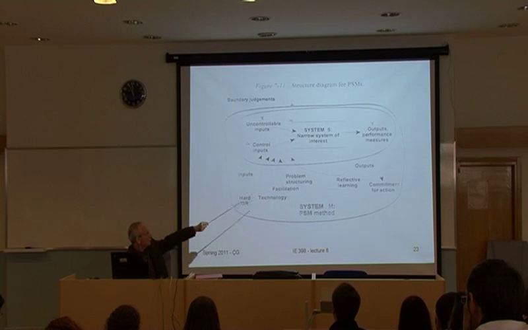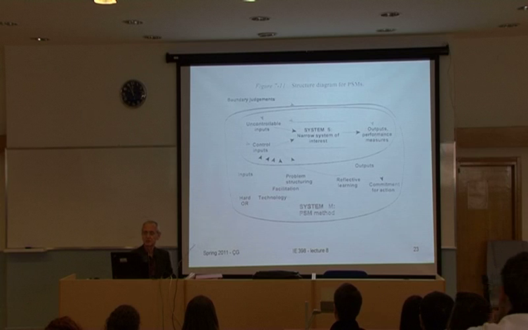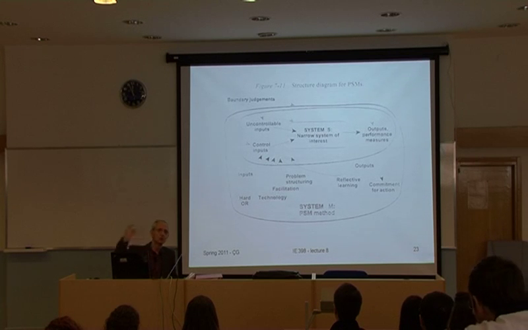There is an arrow going out of the inner system and going back into it, as you can see like that. That is called reflective learning. You learn from the system S that you model.